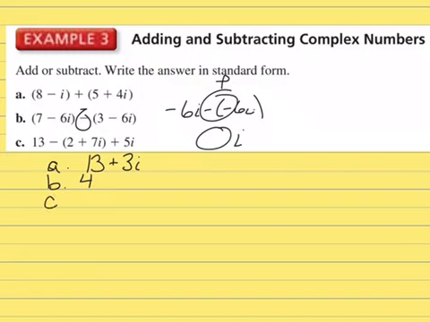Letter C is trying to confuse us. Again, we have to follow our properties of algebra, so I have to distribute that negative sign through, and when I do that, I get negative 2 minus 7i plus 5i, and then all I need to do is combine it so that it looks like a complex number. So I have 13 minus 2 is 11, negative 7i plus 5i is negative 2i.